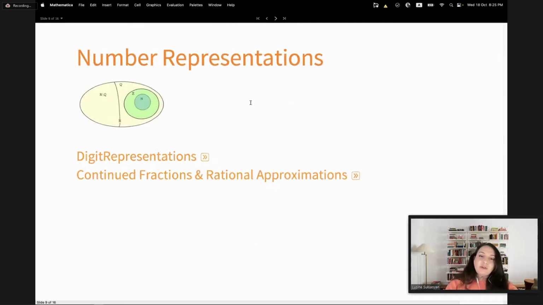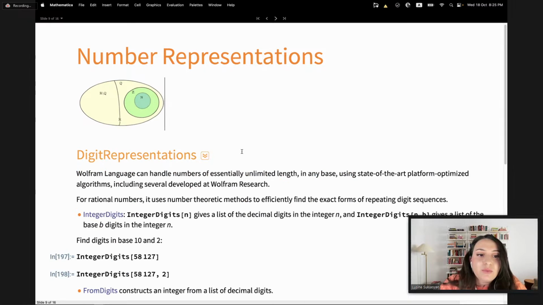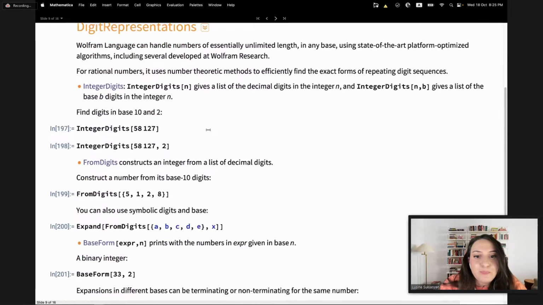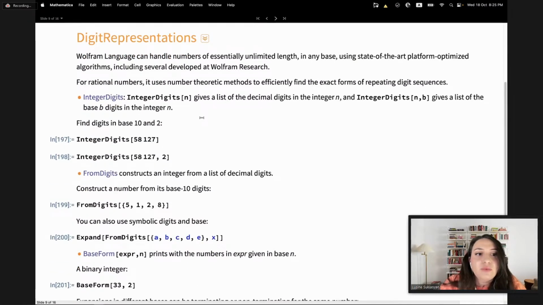Okay, now let's talk about number representations. We talked about natural numbers, but there are many numbers, and there are many ways to represent numbers, and Wolfram is quite good at that. So let's begin with digit representations. Let's begin with the very basic function, IntegerDigits, which gives a list of the decimal digits in the integer n, and IntegerDigits[n, b] gives a list of the base b digits in the integer n.